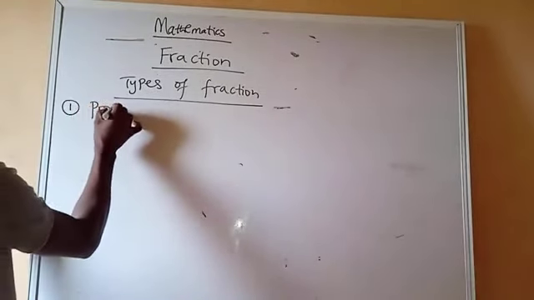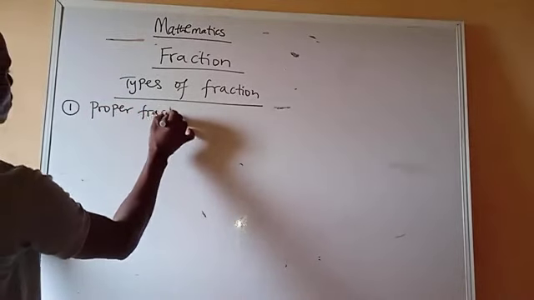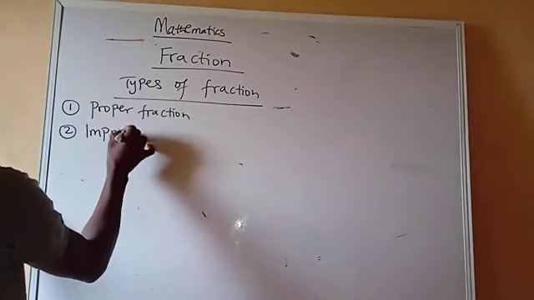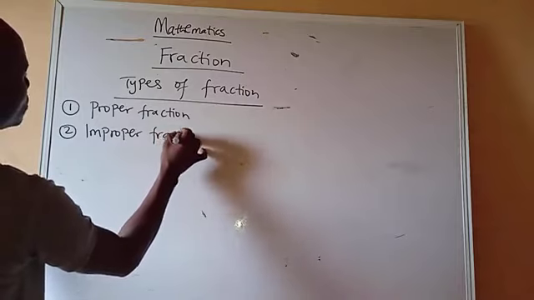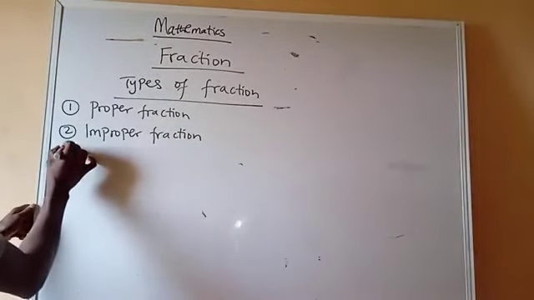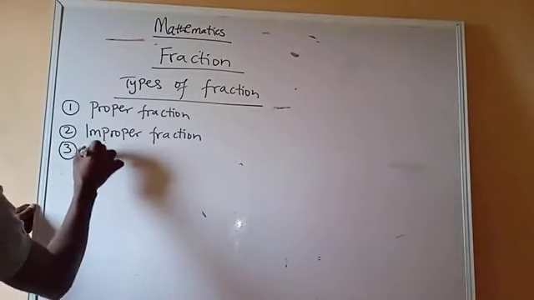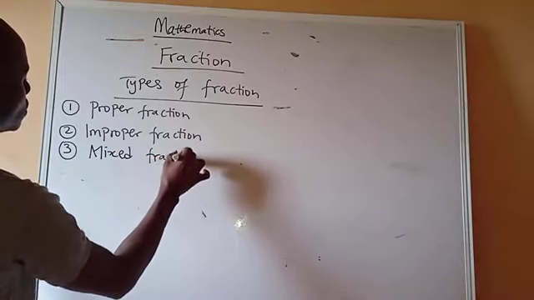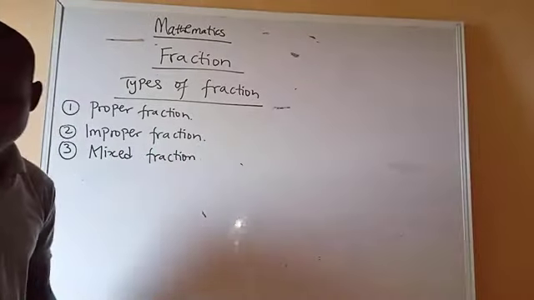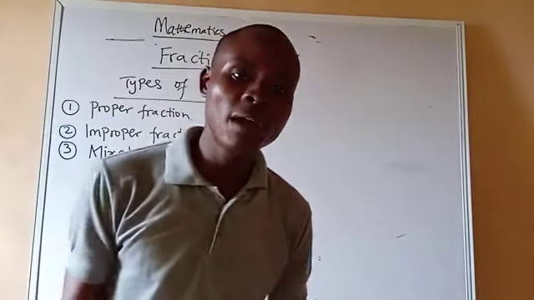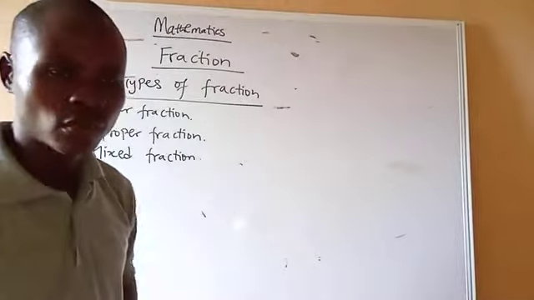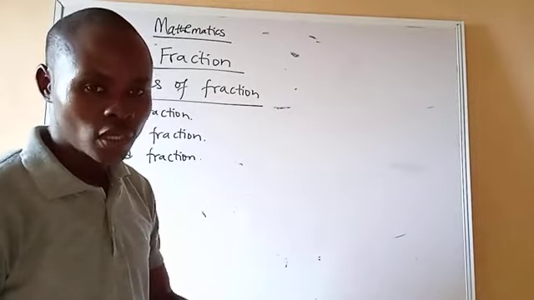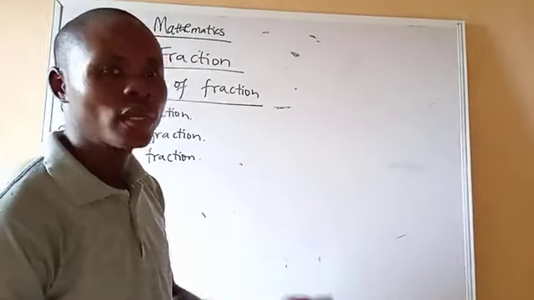I'll give us number one. We have proper fraction. Number two, we have improper fraction. Then number three, we have mixed fraction. You understand? Proper fraction, improper fraction, mixed fraction. These are the types of fractions that we have.